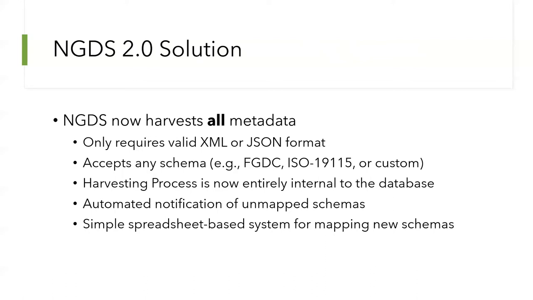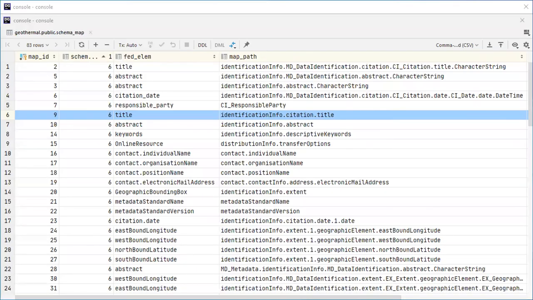Furthermore, unlike the old harvesting process that would stall if it encountered a never-before-seen metadata schema, the new system will always accept a metadata record so long as it is a valid XML or JSON file. Instead of rejecting non-compliant records, NGDS will now notify the maintenance staff that a new metadata schema has been encountered and needs to be translated.